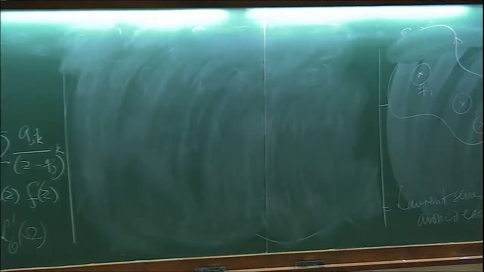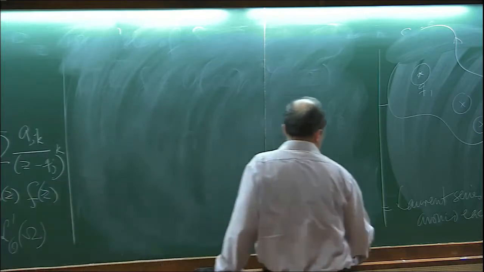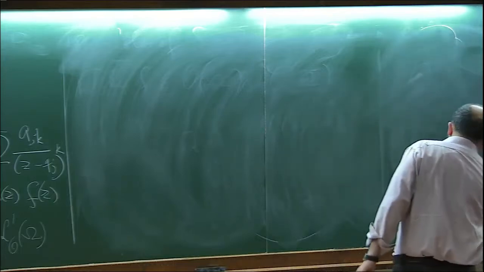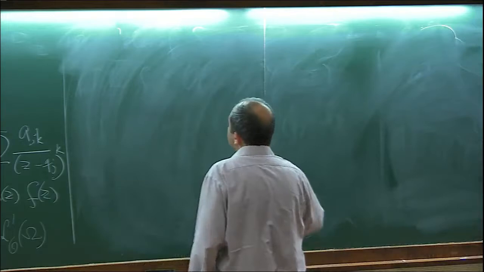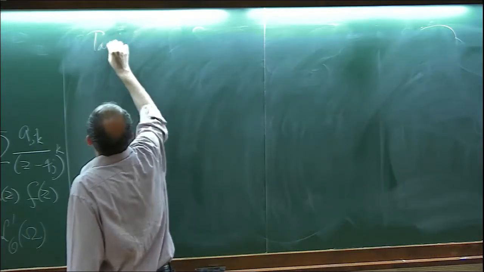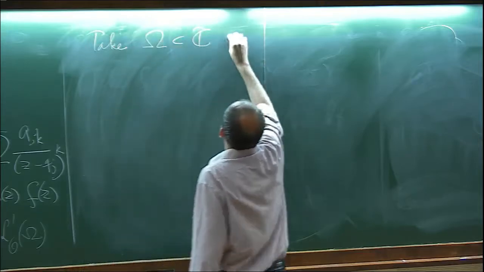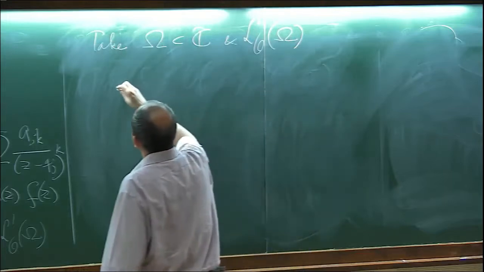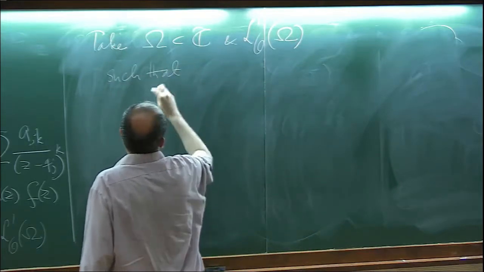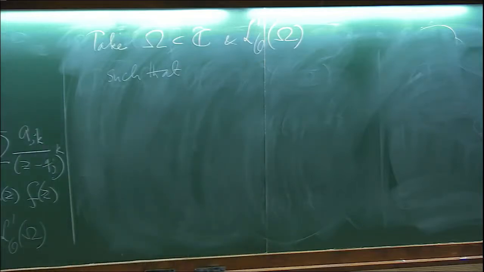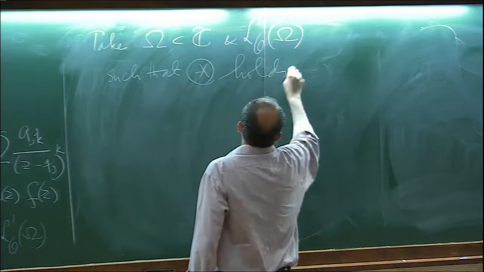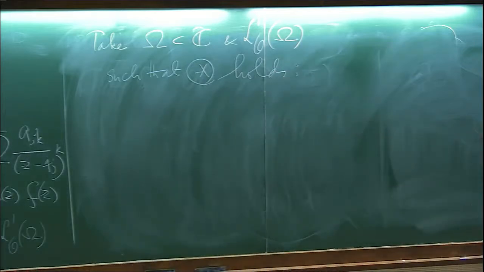All right. As I was saying, those conditions are nice, but too restrictive. So we would like to be able to work just with this. Here is what you do. Theorem, a general case. Take a domain omega, and let's look at L1 holomorphic functions such that star holds. We would like to be able to say something about the domain omega.